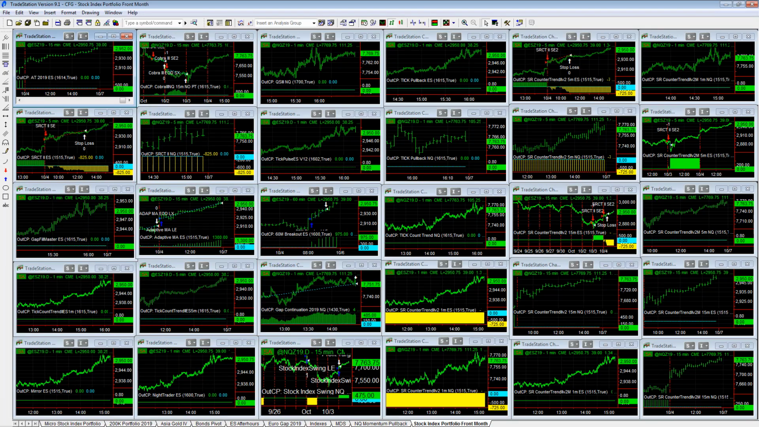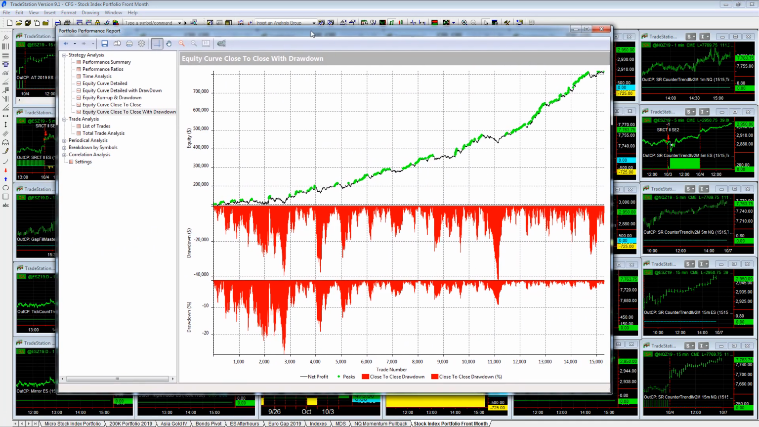As of October 4th, the combination results of all these strategies shows we had an equity peak on October 3rd with a loss on October 4th. So it's pulled off the equity peak that was made on October 3rd. It's pulled off that on October 4th. And here is the equity curve of this performance.